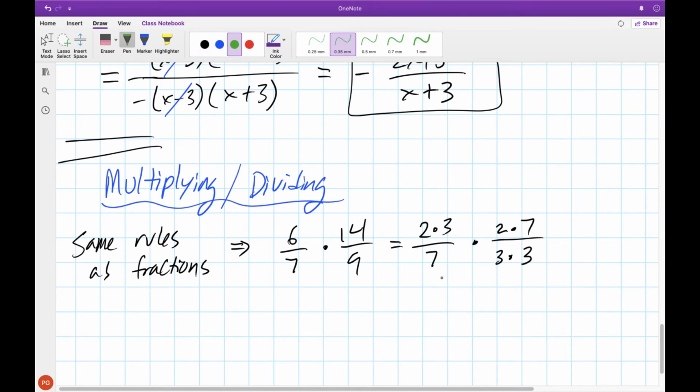And now what we can do is cross-reduce. So we've got a 7 down here, we can cancel that 7 up here. A 3 down here cancels with that 3. But be careful, if we have two 2's on top, those don't cancel out.